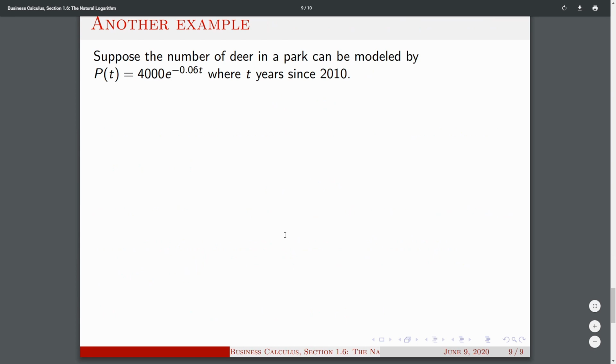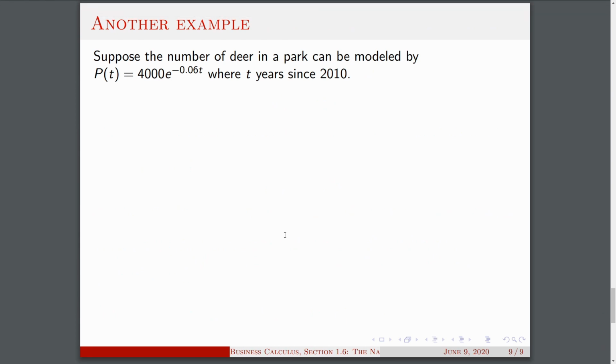All right, so that's that. Let's move on. We have another example here, the last example. Suppose we have a function that gives us the number of deer in a park, and that function is this right here. P of t equals 4,000 e to the negative 0.06 t.